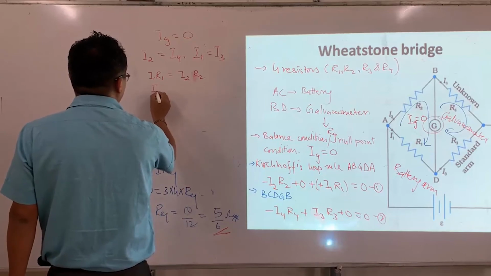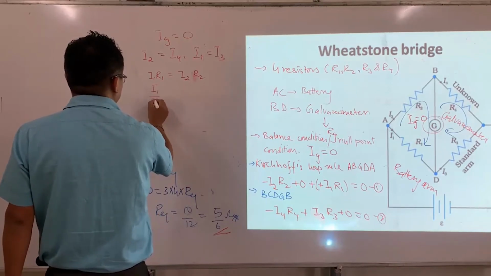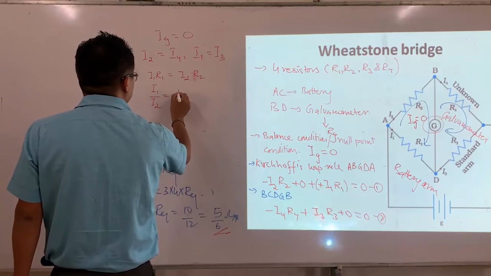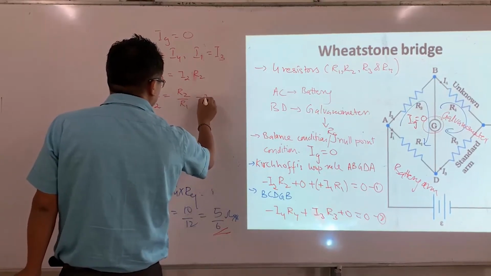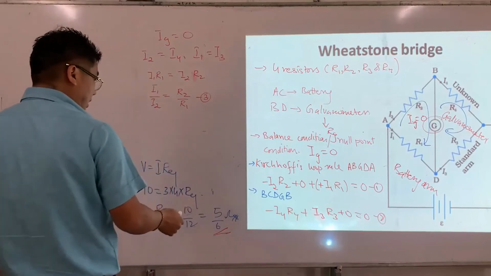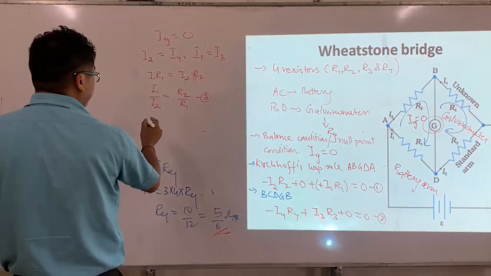therefore I just say I1 divided by I2 is equal to R2 divided by R1, equation number 3. And again, I check these equations.